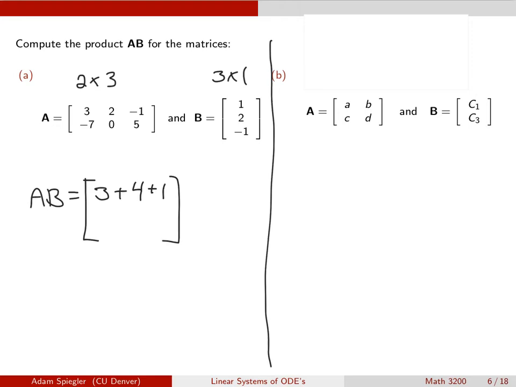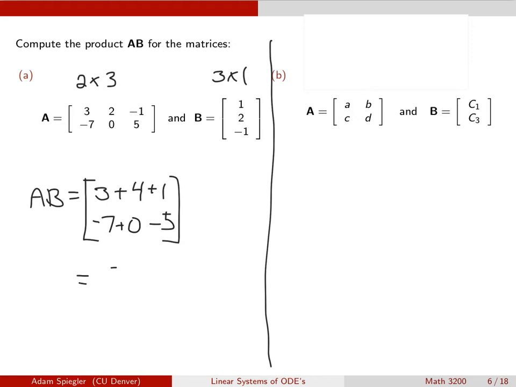And then for the second entry, I now come down to the second row over here, and I'm going to multiply by this one column over here. And so I would get minus 7 times 1, which is minus 7. And then I would get 0 times 2, which is 0. And then 5 times minus 1, which is minus 5.